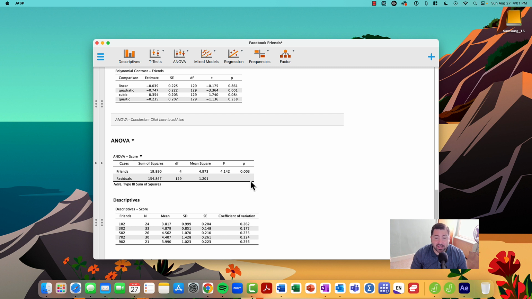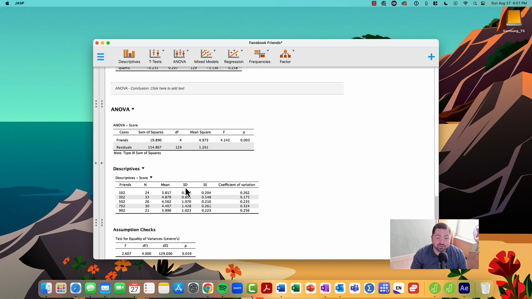So this tells us there's a statistically significant difference somewhere in the social attractiveness score, that dependent variable of interest, between these 5 groups. But the problem with ANOVA is it doesn't actually tell us where that significant difference lies. So we got to run post-hocs.